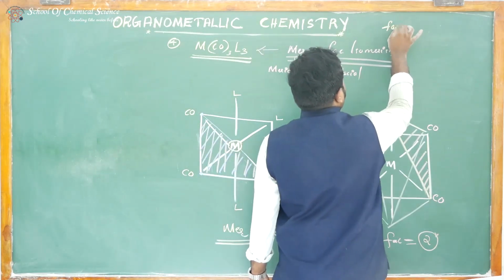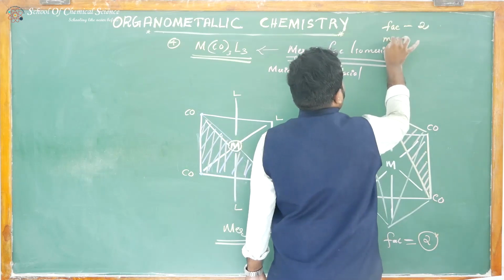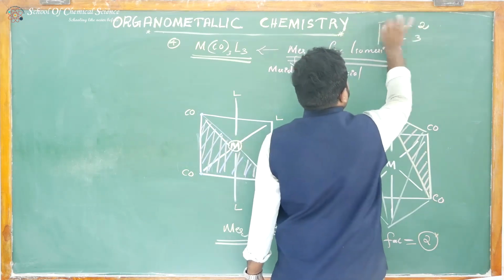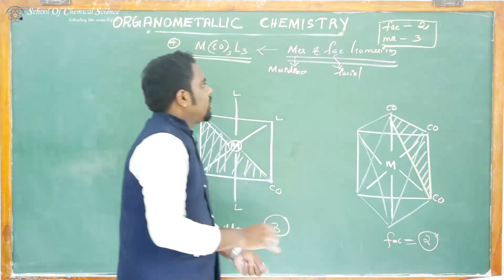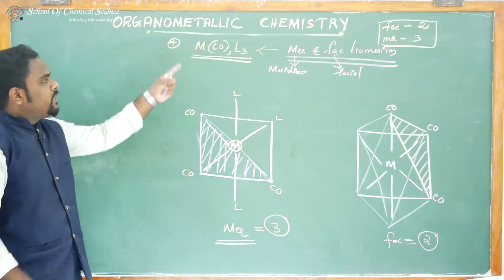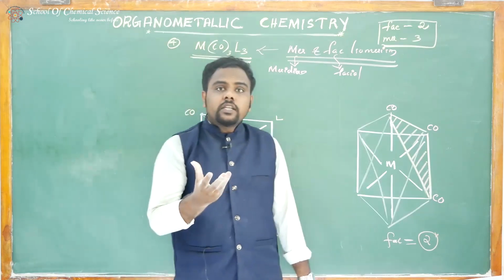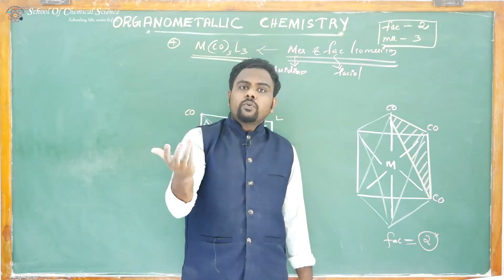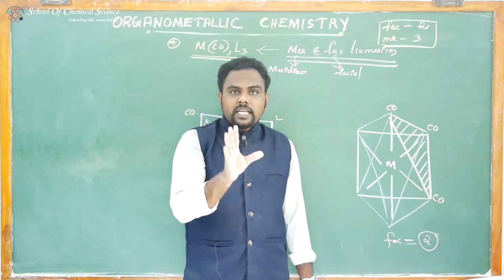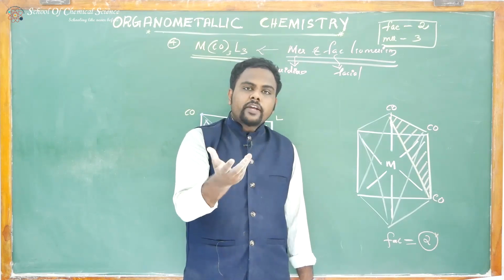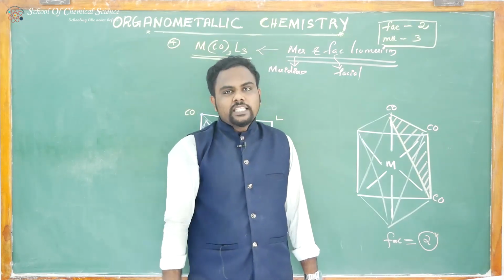For fac 2, for mer 3. Okay, mer and fac isomers exhibited by an MCO thrice L3 type complex. In the exam hall, our confusion is mer 3 or fac 2, fac 3 or mer 2. That is in our mind.